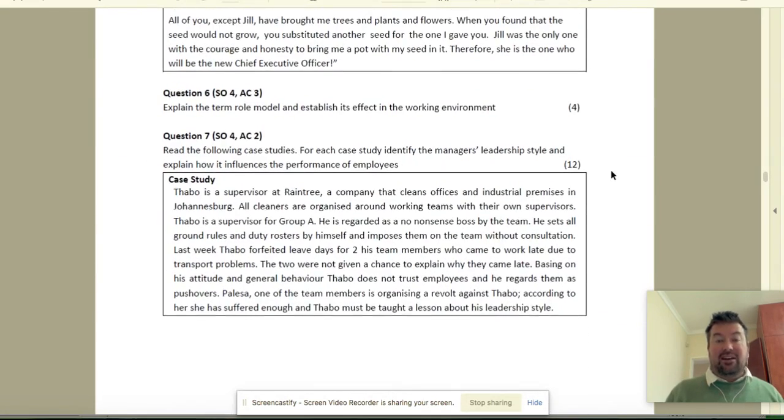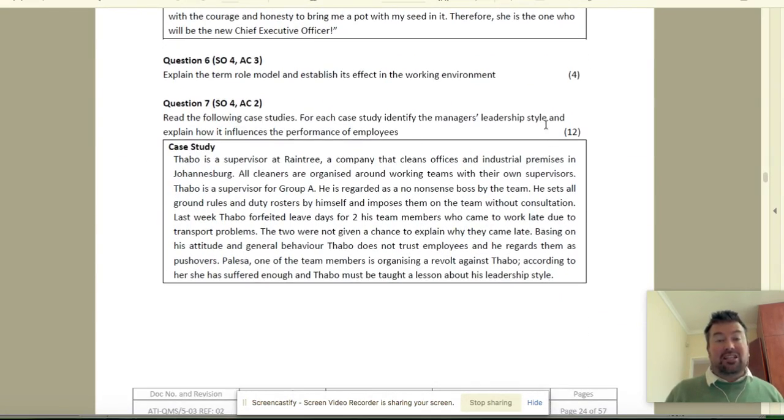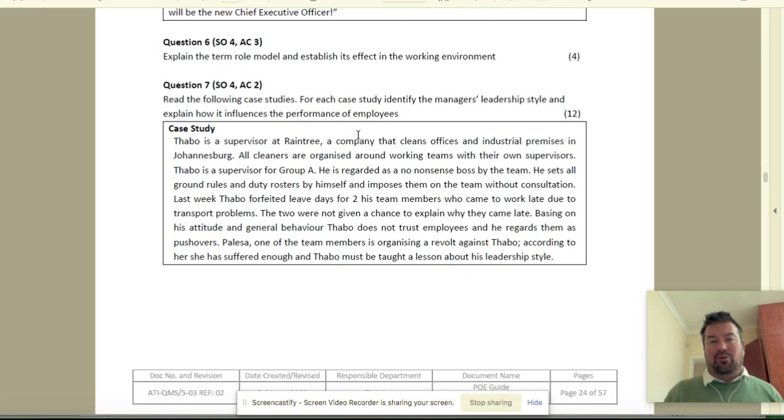And so they say, identify the manager's leadership style and how it influences the performance of the employees. Now, you're using a specific leadership style. Those can either improve productivity, improve the performance, improve the results, or it can have the opposite effect if you use the wrong leadership style. So in these case studies, tell me what leadership style was approached and what was the impact on the performance of the employee.